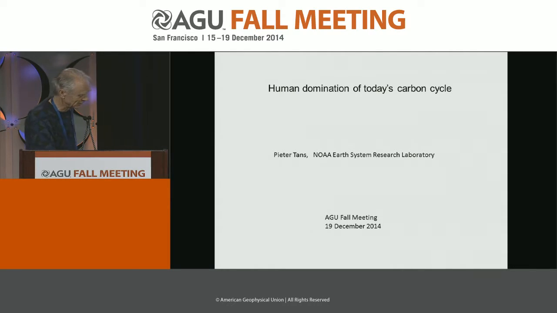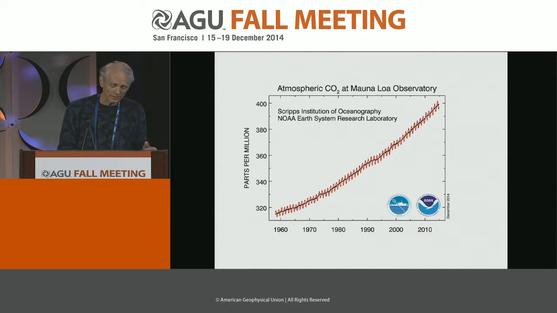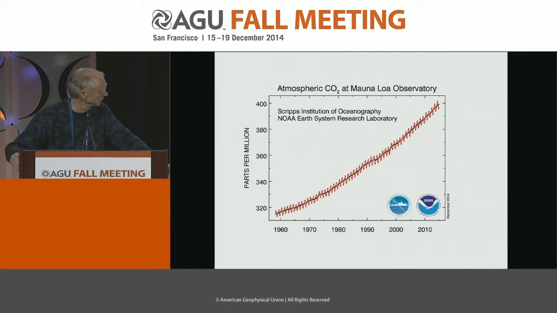I'll start right in. This is perhaps the most iconic image of man-made climate change, the rise of CO2 as monitored at Mauna Loa Observatory, started by David Keeling. I want to draw your attention to the seasonal cycle. When you look at it, you can eyeball that currently the peak-to-peak amplitude of the seasonal cycle is about 7 ppm.